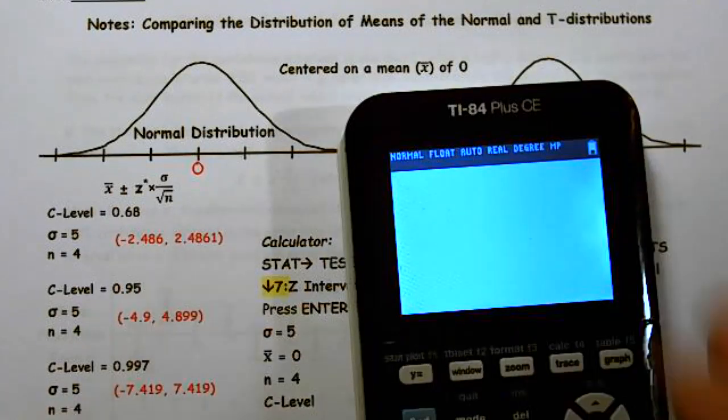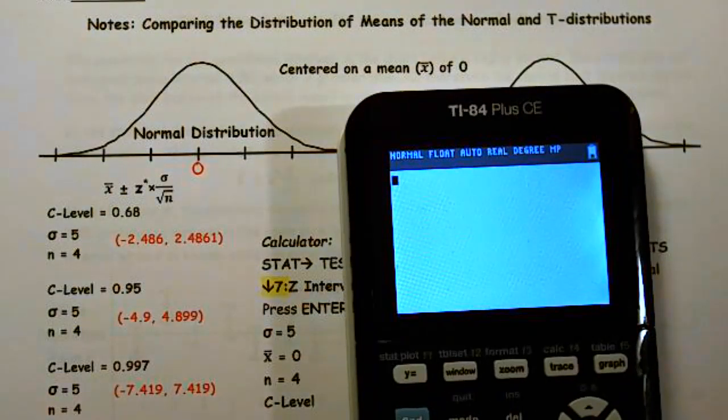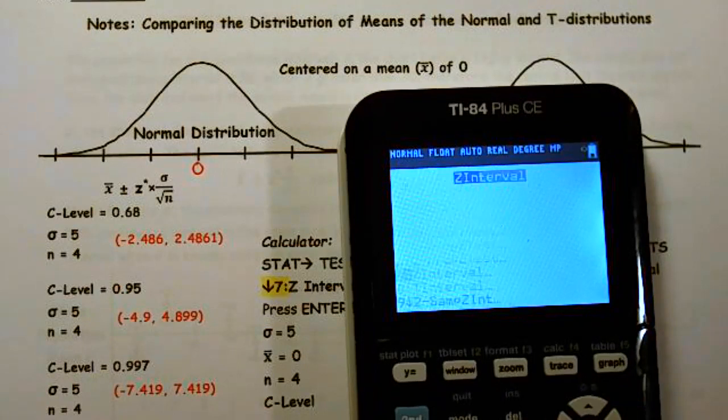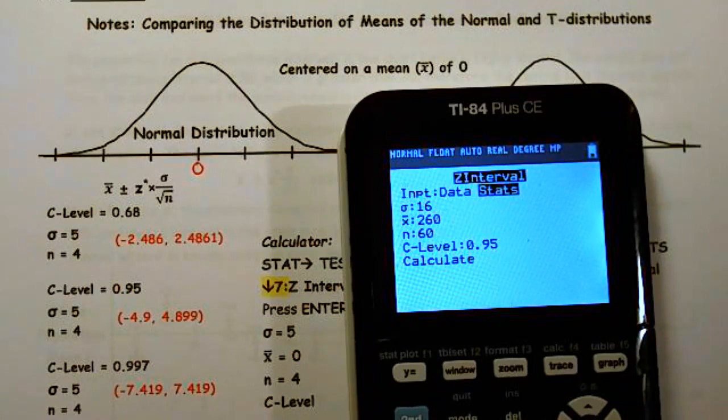All right. And of course, we can do that very rapidly by going Stats, Tests, Z Interval, number 7, ZInterval, which is what we used before. And our standard deviation we're saying is 5. Our x bar we're saying we're centered at 0. N is 4. And we're going to do a 0.68.